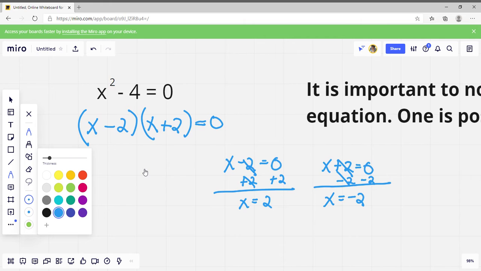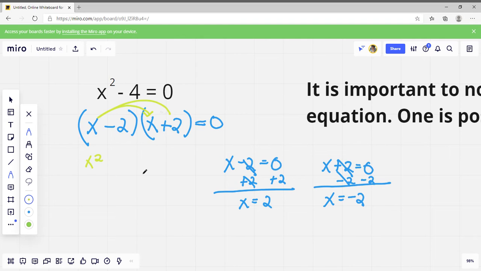We've been doing problems like that, and I could review this real quick and show you how that works. If we had x times x, that would be x squared, and x times 2 is plus 2x, and then we'd have minus 2x, and then 2 times 2 is negative 4. These two terms cancel each other. They're like terms. When we combine them, negative 2x and positive 2x cancel each other out. We get x squared minus 4 equals 0. So that takes us back.